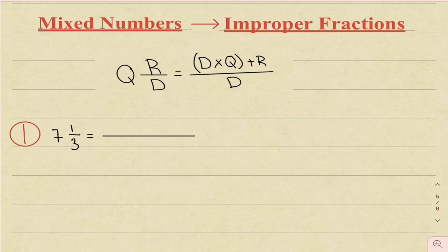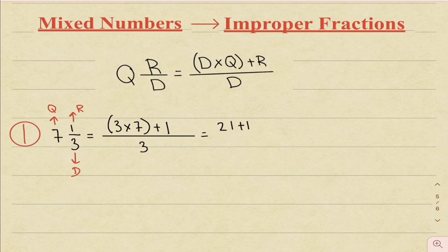So I'm going to go ahead and do the formula. Before I go ahead, I'm going to remind you guys this is the Q, this is the R, and this is the D. So I'm going to go ahead and plug it in. So I have D times Q, D is the divisor which is 3, times Q the quotient which is 7, plus R which is 1, divided by the divisor which is 3. So 3 times 7 is 21, plus 1 over 3. 21 plus 1 is 22, divided by 3. So 7 1/3, if we want to write that as an improper fraction, is going to be 22 over 3.